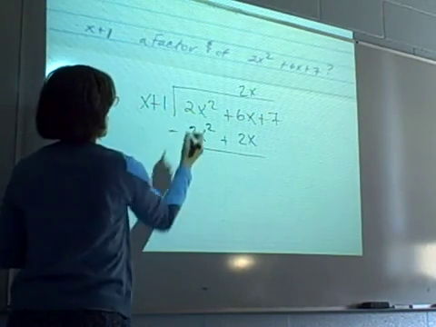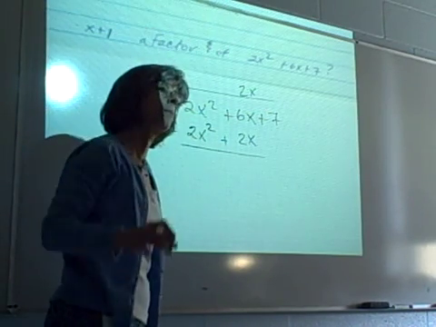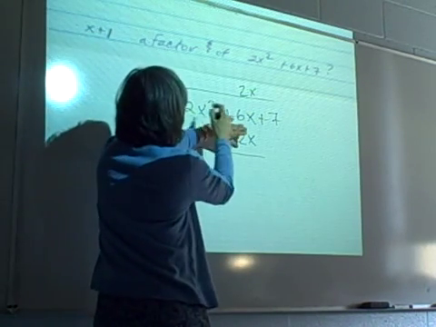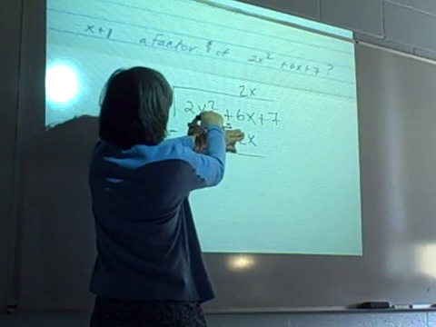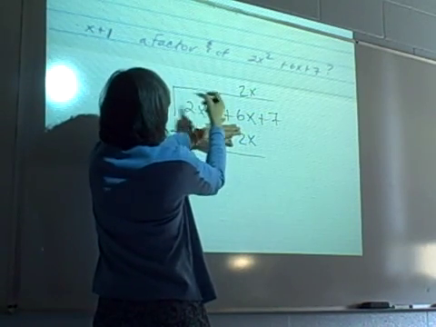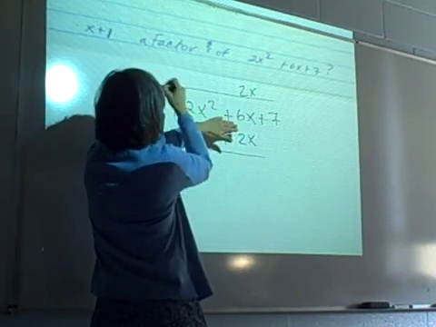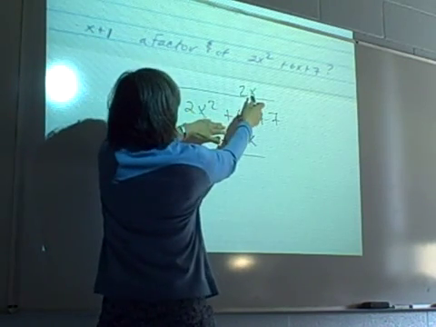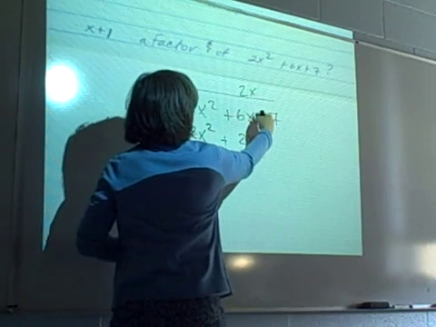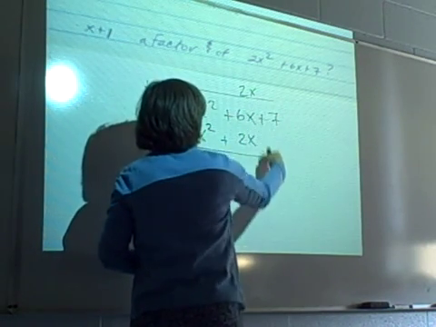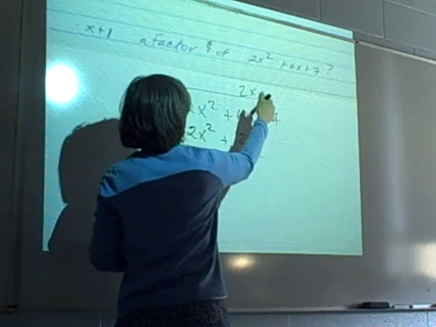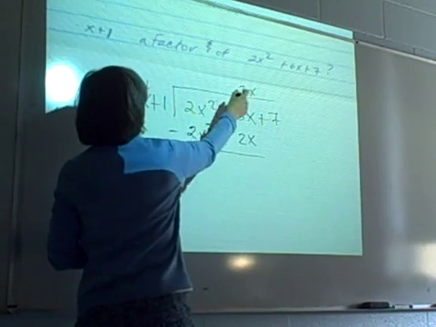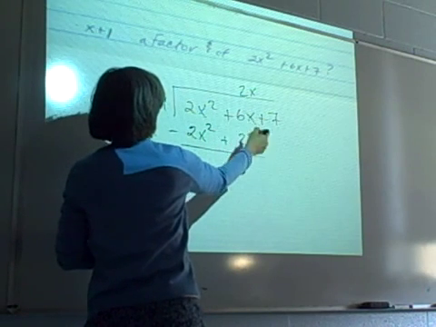Subtract. Sorry, Dan has a question. How did you find that again? Okay, so what I did was, I'm looking at my first term, and I'm saying, how do I get 2x squared with this first term? So it was 2x. I'm lining it up because here are my x's. I'm lining everything up with my x's. So 2x times x is 2x squared. 2x times 1 is 2x.